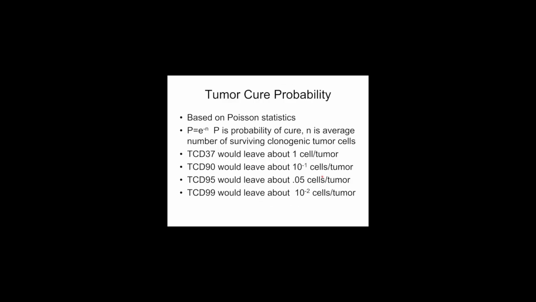So tumor cure probability allows us to think about that. I'm not going to go through all the mathematics of this now, but it is based on Poisson statistics. Again, radiation works randomly. Poisson statistics is what we use. The probability of a tumor cure is equal to e to the minus n, where n is the number of surviving clonogenic tumor cells. So by definition, because e to the -1 is 37%, the tumor control dose for 37 leaves 1 cell per tumor, by definition.